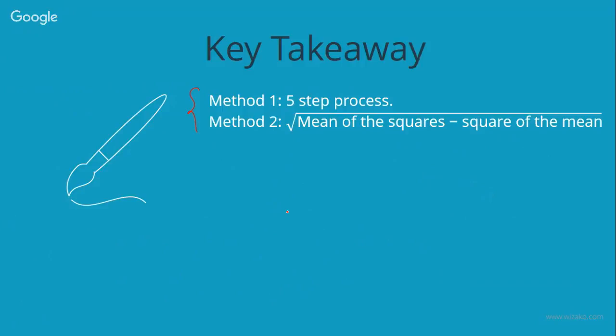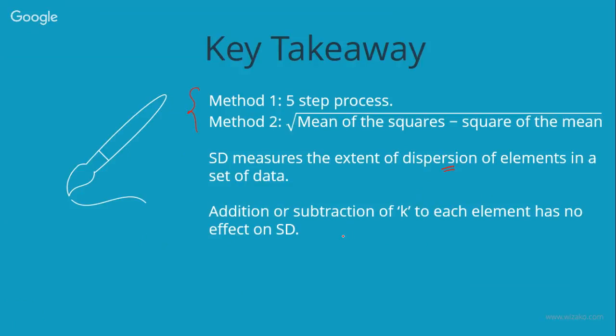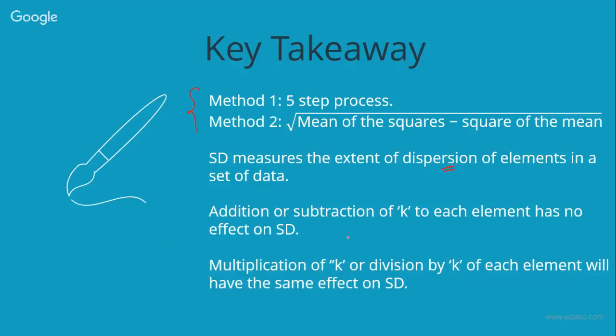I don't want you to be dabbling with both because speed is of essence. You don't want to be wondering, is it square of the mean minus mean of the squares, or mean of the squares minus square of the mean? No such dilly-dallying in the examination. Second, what does SD measure? The extent of dispersion of data. The higher the dispersion, the greater the value of standard deviation. The lower the dispersion, the lower the value of standard deviation. Third, addition or subtraction of k to each element has no impact on the standard deviation. Fourth, multiplying or dividing by a k will have the same impact on the standard deviation.